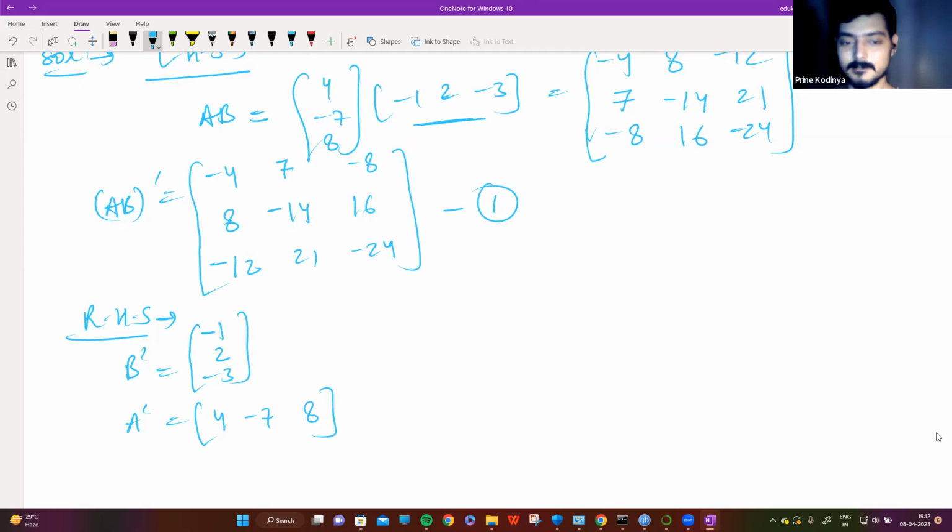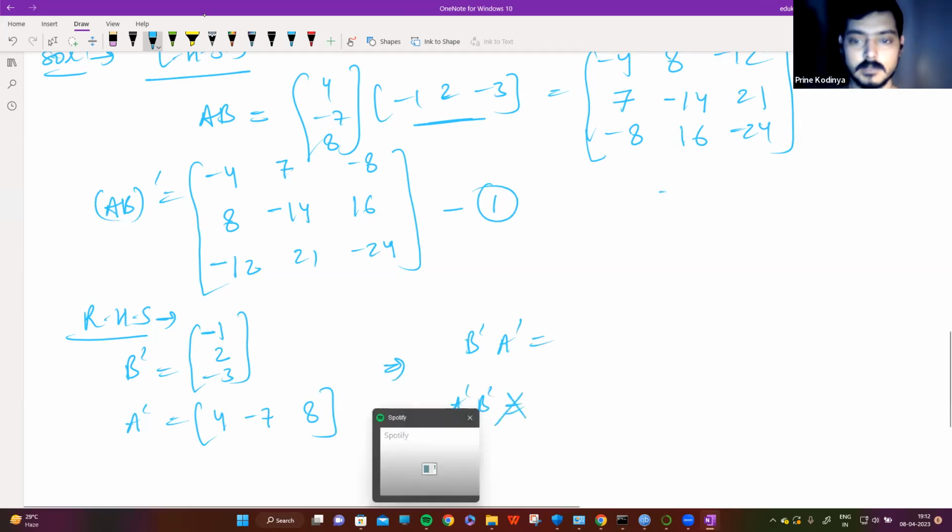And now you can see, if we would have distributed it directly, then we would not be able to multiply A dash and B dash. We can only multiply B dash A dash, not A dash B dash. A dash B dash is not possible to calculate. Right?